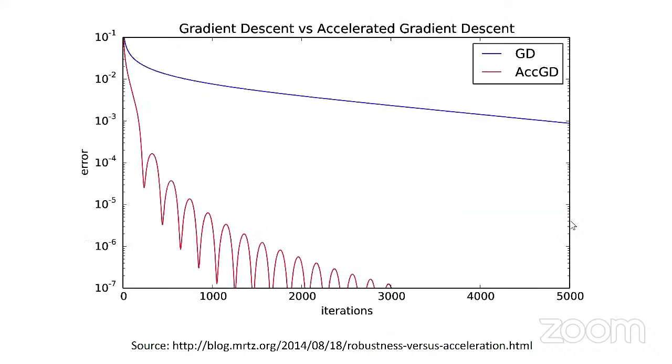And it's not just a theoretical improvement, even on moderate condition number problems. In this case, for example, where the condition number is of the order of 100, we can see that accelerated gradient descent is actually an order of magnitude faster compared to gradient descent. So accelerated gradient descent is widely used in practice in several applications involving not only linear regression problems, but also other convex optimization problems.